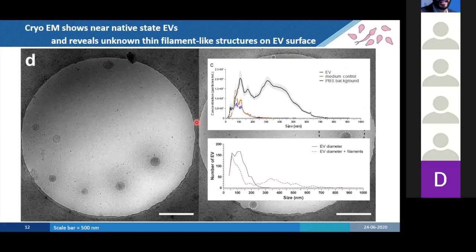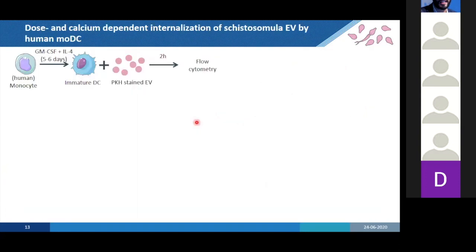So the next thing was, okay, now we have nicely isolated EVs. What do they actually do? Do they interact with immune cells? So we have a protocol that we use a lot in the department using monocyte-derived dendritic cells. We isolate monocytes from blood of healthy volunteers and then differentiate them to immature dendritic cells. And then you can stimulate them.